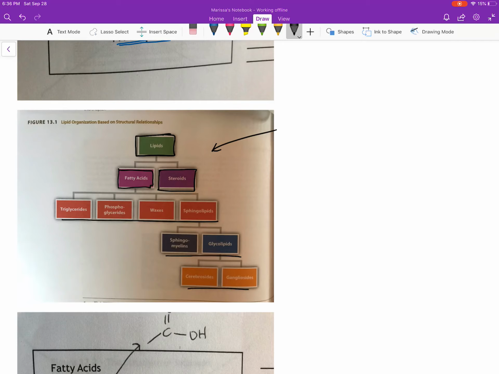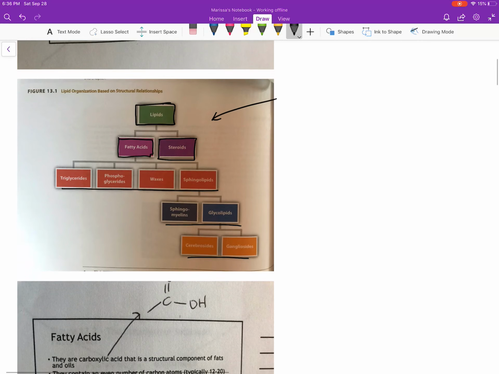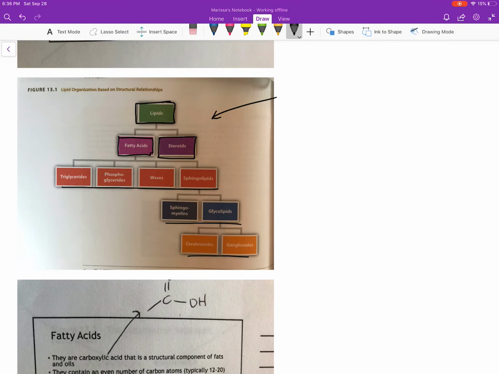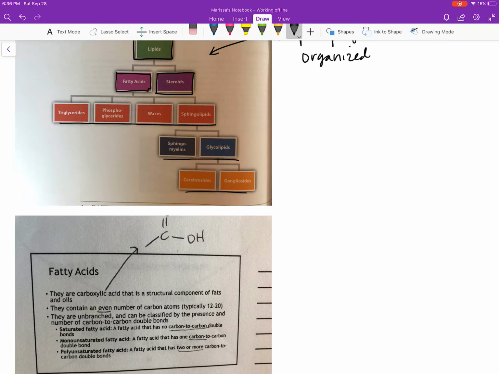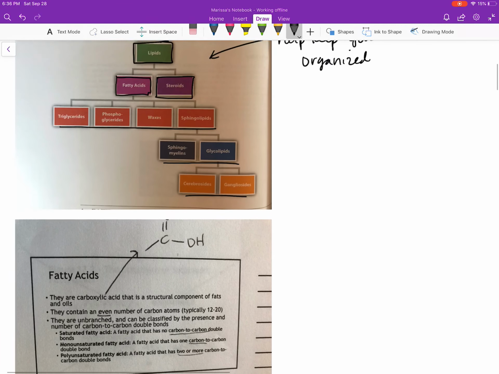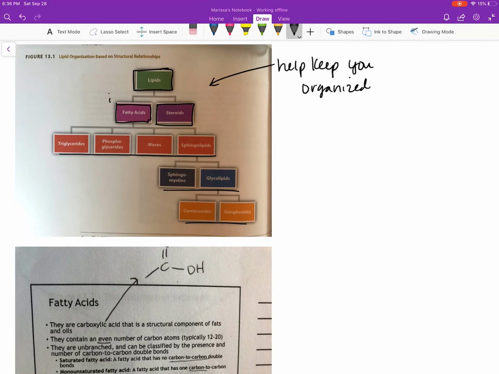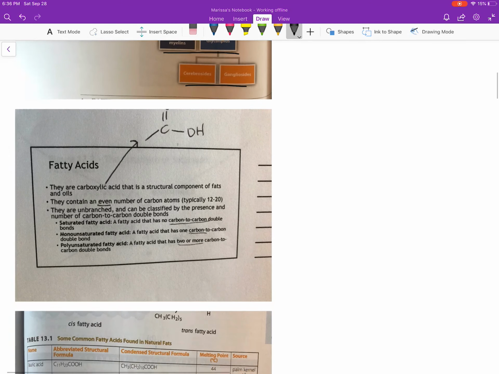Okay, so it's just like a family tree, and they're all going to be related, normally based on structural similarities, is what we're going to see. But I really recommend this to help keep you organized. So always come back and maybe make a flow chart with the information about what makes them different. That might help you study for the test. All right, so let's start off at the top. We're going to start with fatty acids.